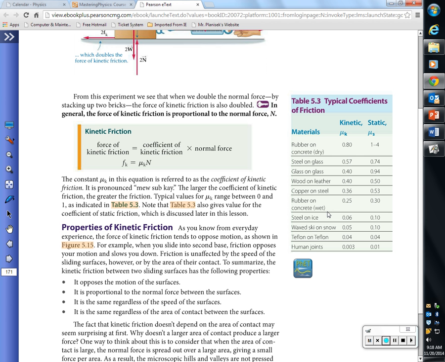On page 171, table 5.3, typical coefficients of friction. The very top of that table says rubber on dry concrete. You guys don't have this table. I didn't think it was important enough to give to you, but we'll just talk about it. So it's up here on the board for you.